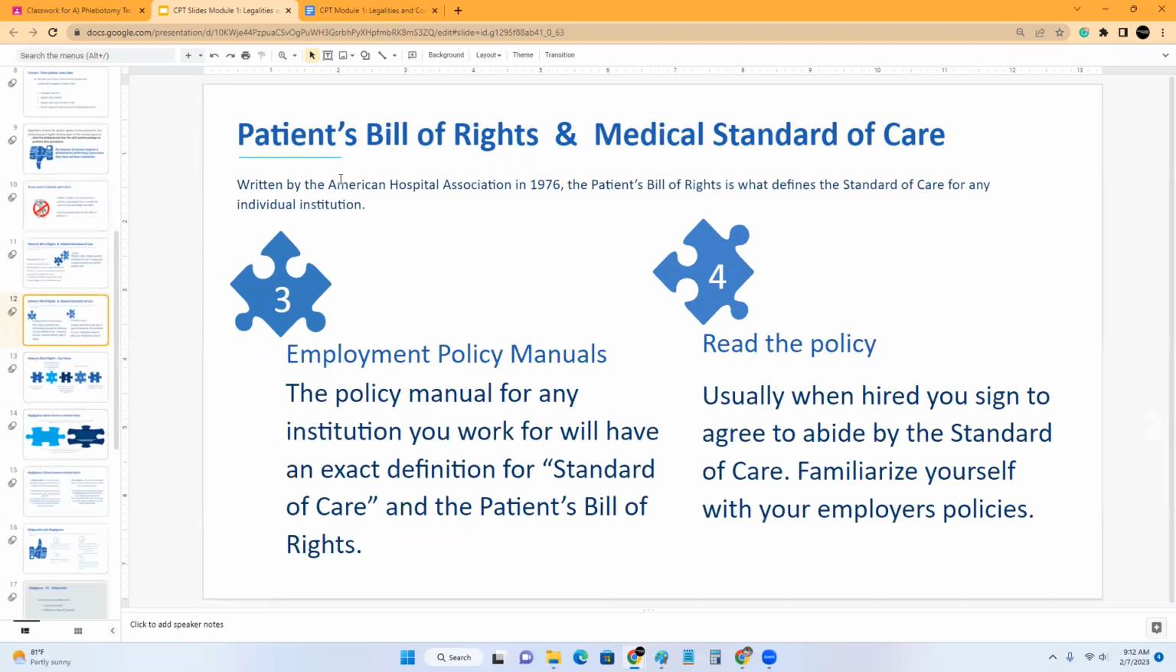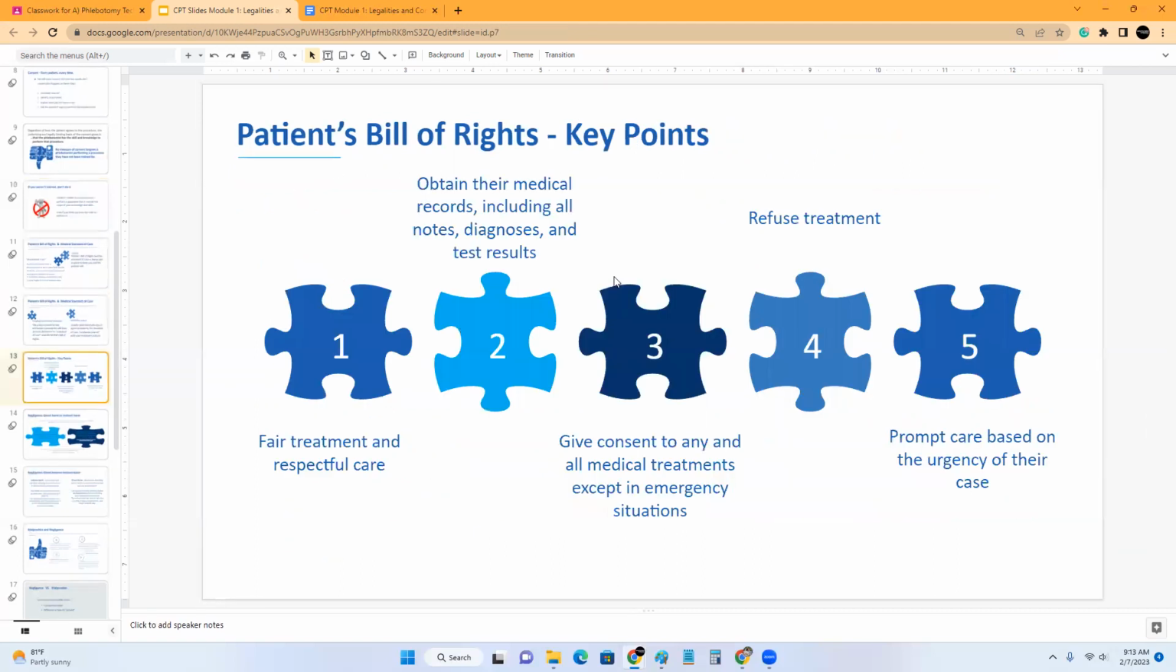So, patient's Bill of Rights and medical standard of care, continued. Employment policy manuals will give you the exact definition for standard of care and patient Bill of Rights, but just remember that standard of care is still measured up to other phlebotomists in your field. And if you're hired on somewhere, make sure you familiarize yourself with that employer's policies.